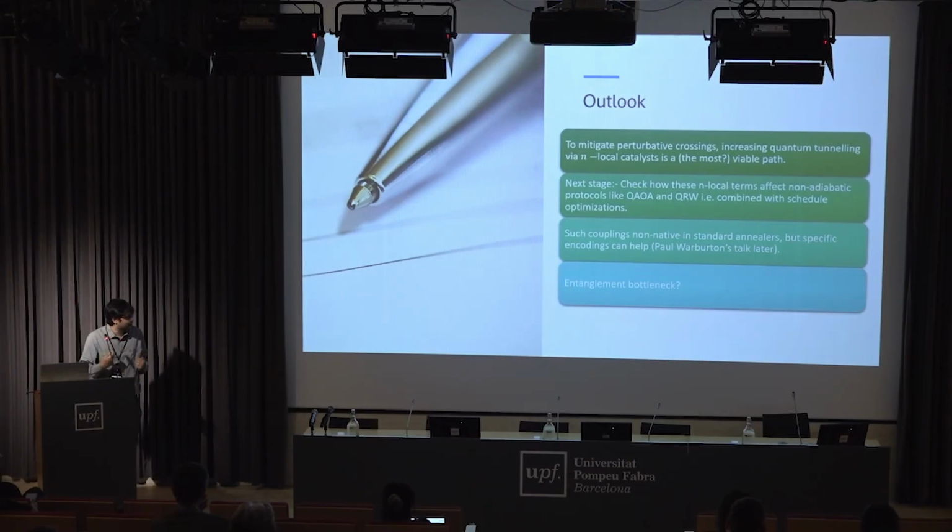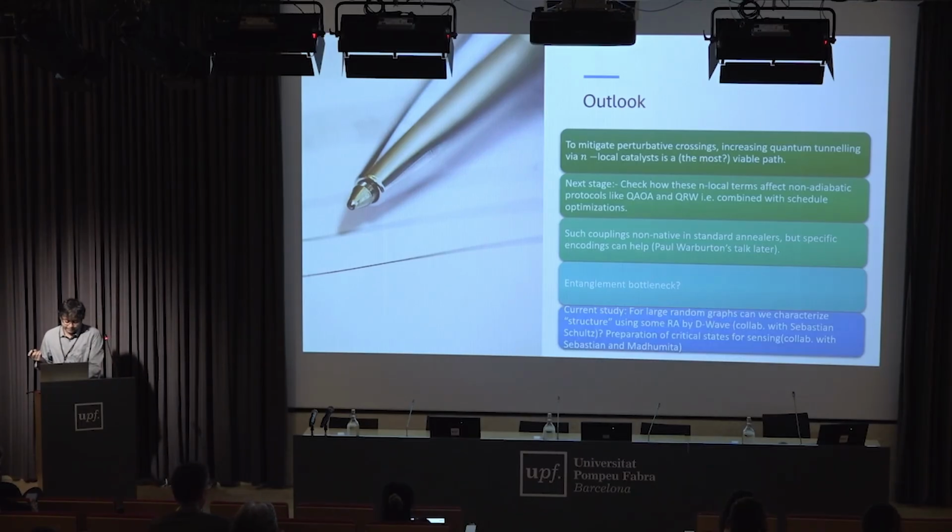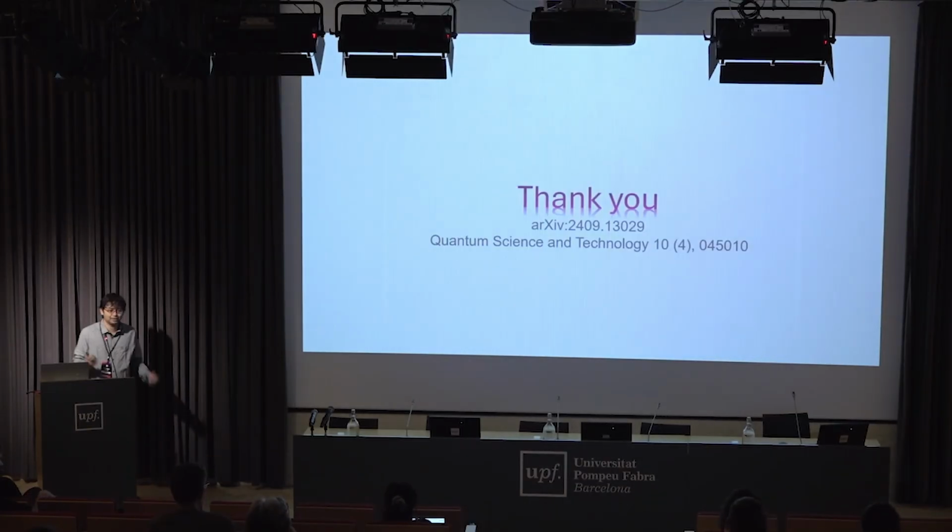And what I'm working on a bit is the entanglement bottleneck in quantum annealing. What is it all about? Because there have been very few papers which have comprehensively shown in a model-independent way what is exactly the bottleneck in entanglement. And currently I'm working with Sebastian on understanding some structure of large random graphs using reverse annealing in D-Wave, and also with Madhumita and Sebastian to prepare critical states for sensing. So that's where we are at. We are now trying to implement these ideas in actual quantum devices. And thank you for your attention, and I'll be happy to take any questions.